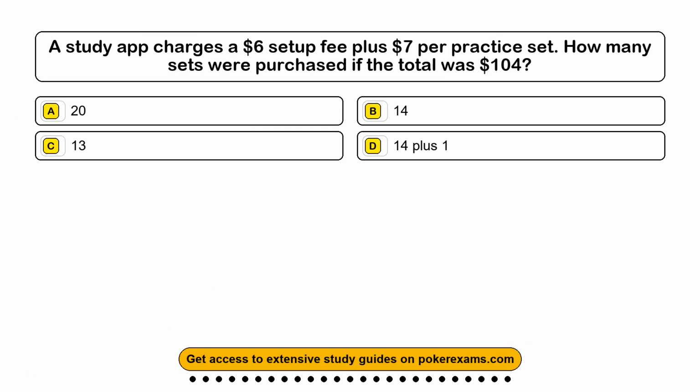Question 18. A study app charges a $6 setup fee plus $7 per practice set. How many sets were purchased if the total was $104? Option A 20. Option B 14. Option C 13. Option D 14 plus 1.